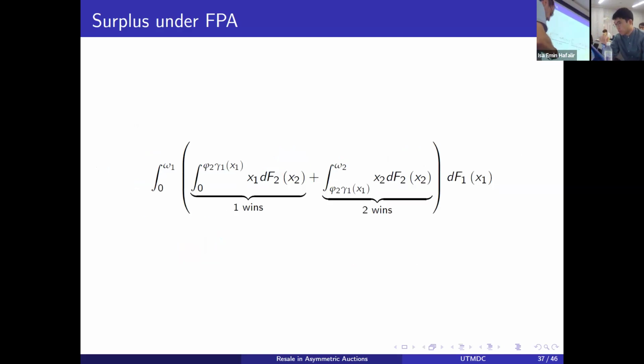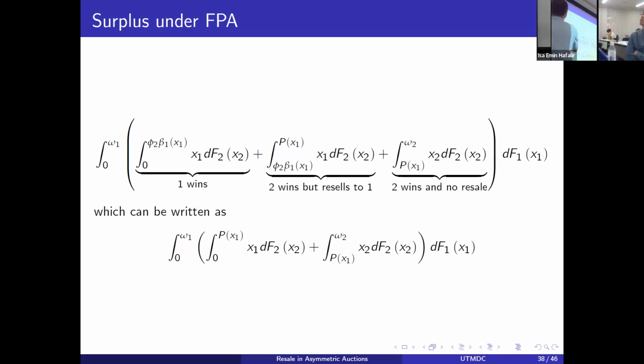But then you can actually combine the first 2 because this is the same as this one, and inside is the same as this one. So these 2 things will just become 1, and this becomes our social welfare. Okay.